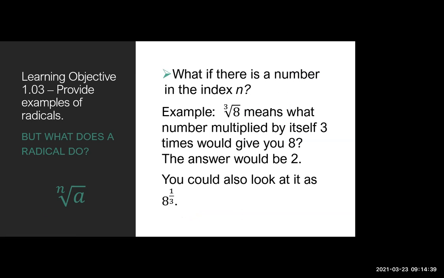Okay, so what if there is an index? Let's take a look at this example here. We have a 3 as our index. So what this means is, what number multiplied by itself 3 times would give us 8? If I do it with some blanks, I would have a blank times blank times blank, and that's got to equal 8. And these 3 blanks have to be filled with the same number. That would have to be 2. Because 2 times 2 is 4. 4 times 2 gives us 8. So we say that's the third root of 8, and that would have to be 2. So again, we could rewrite this as 8 to the 1/3.